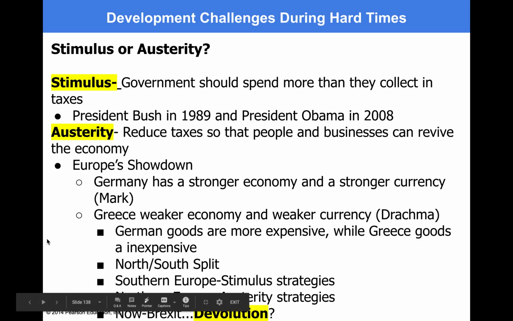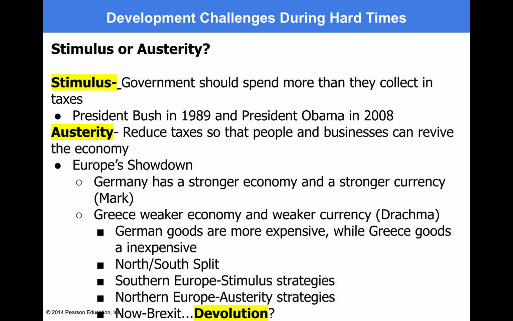This is the stimulus and austerity that I talked about earlier. When countries are in an economic downturn, they'll turn to stimulus, taking tax money and creating government jobs, as seen in President Bush's and also President Obama's administrations. Austerity is reducing taxes, so cutting government jobs and increasing private sector for-profit businesses.